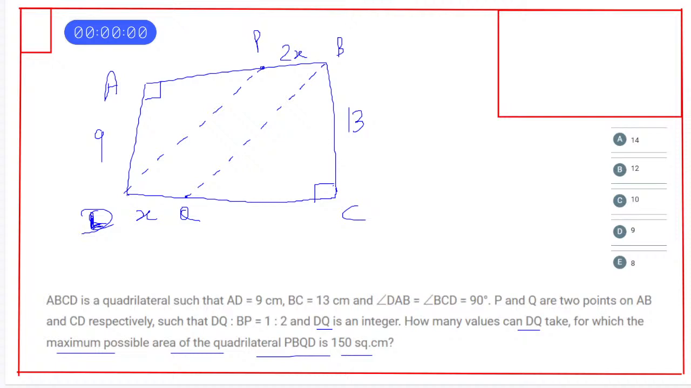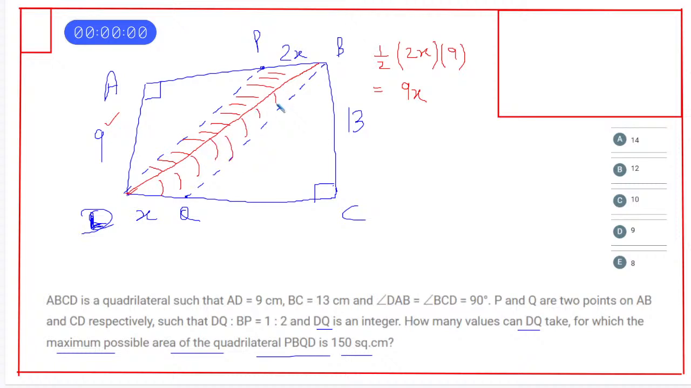So here, if I have connected the diagonals like this, now I can find this area, and it is an obtuse triangle for me. So the area for the shaded part would be half. The base is PB, which is 2X, and the height. Now height is how much? Height is 9 for me, right? It is an obtuse triangle, so the height is outside this triangle, which is 9. So it is how much? 9X.